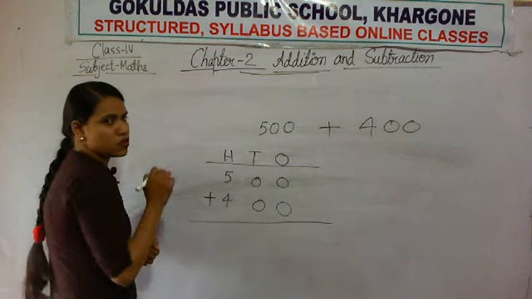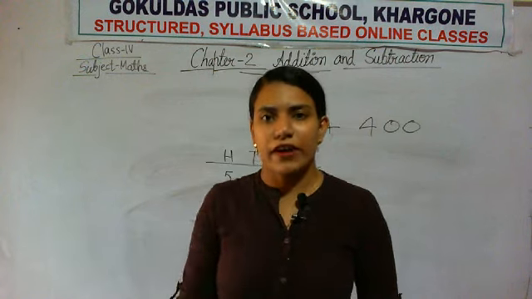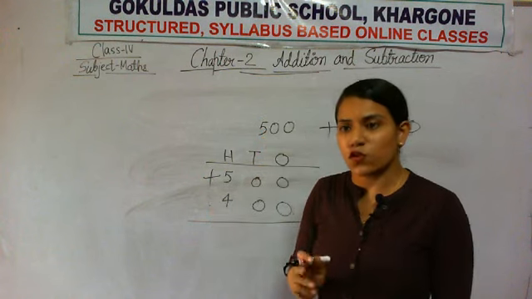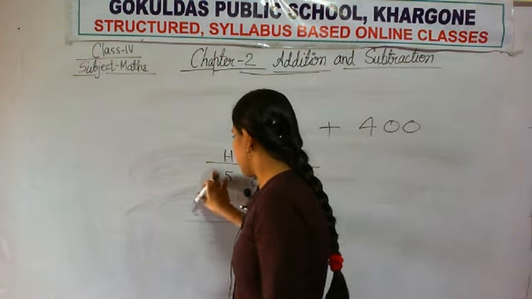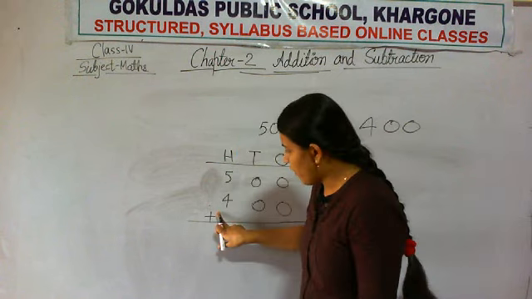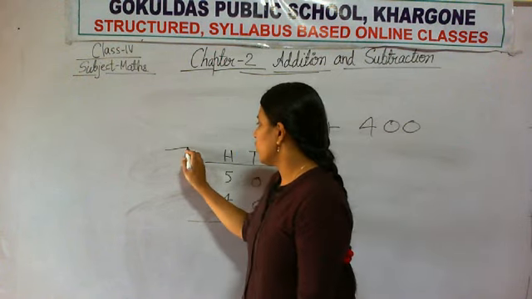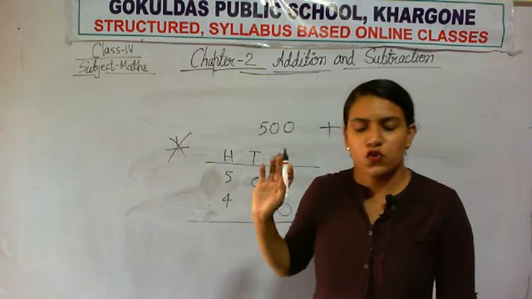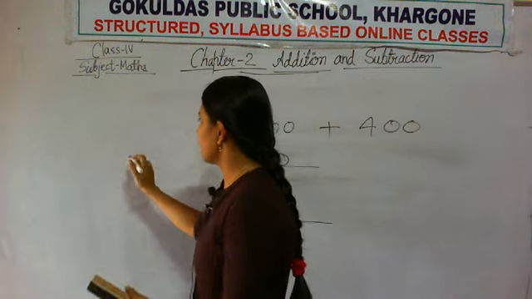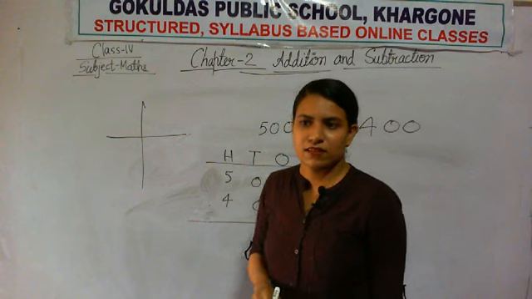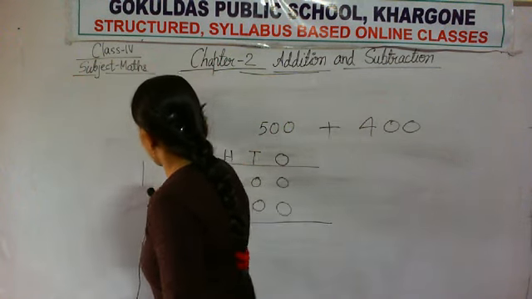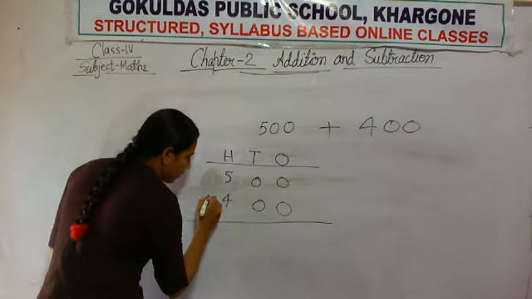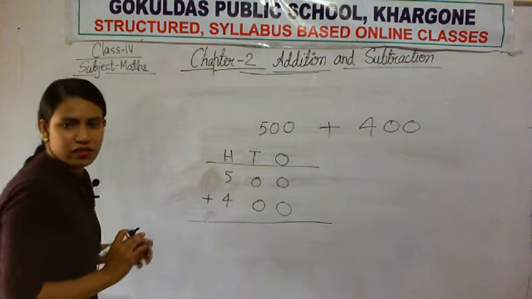Now I will add. Remember, most of you forget to put the symbol here. Some of you put the symbol elsewhere, so it is wrong. You cannot put the symbol here, or here. Where to put the symbol? Some of you make the plus sign like this. Is it a plus sign? No. Remember, the plus sign is like this. Where to put the plus sign? You will put the plus sign just left of the last number.